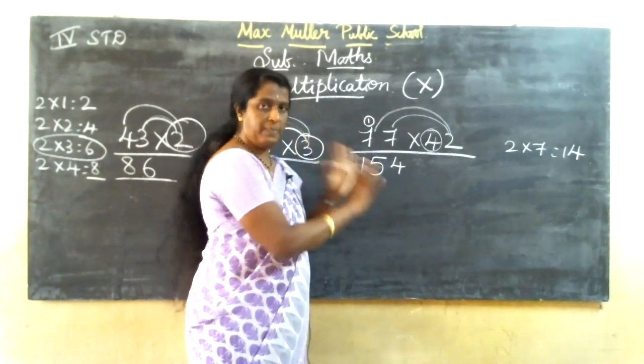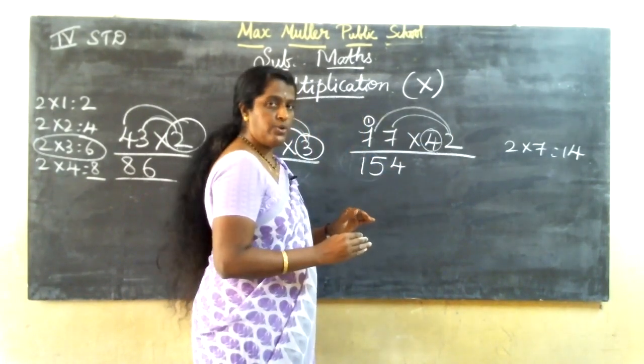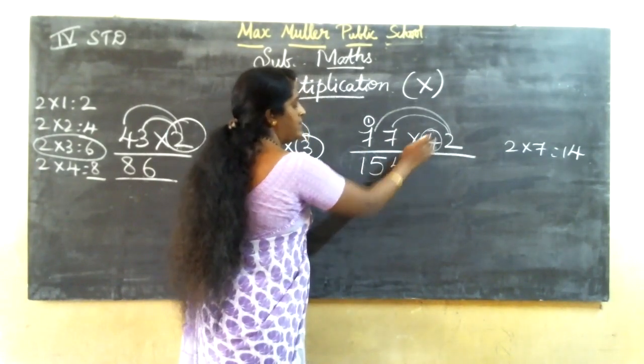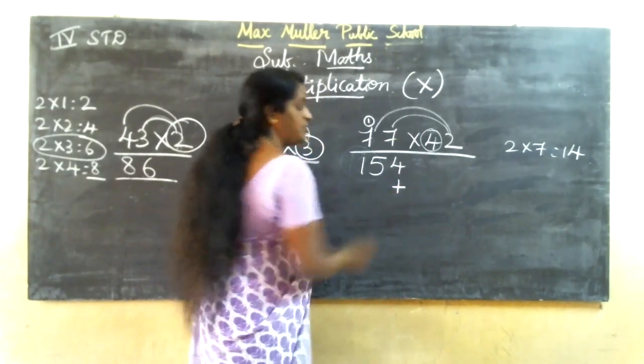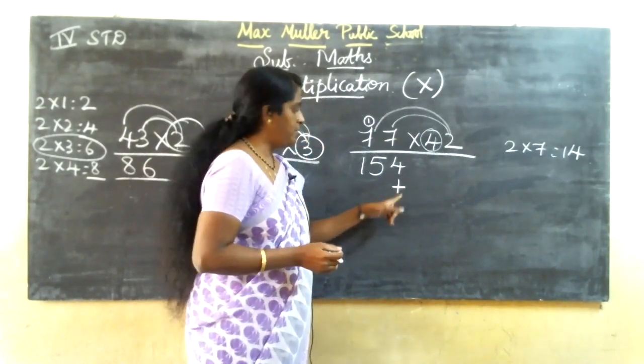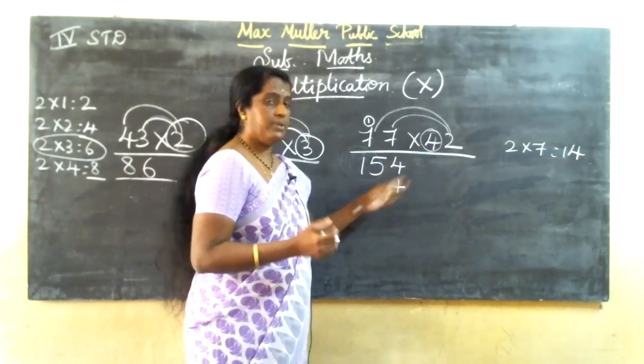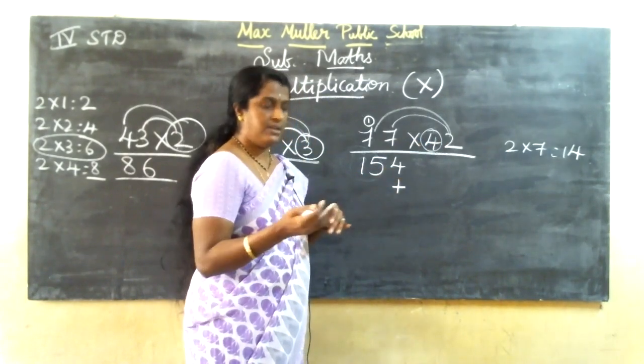So one step completed. When you start the second step, I know your third standard ma'am taught you to put 0. Second step, when you start, put a plus. It will be easy for you. Put 1 plus if it is a 2 digit number. If one more number is there, put 2 plus. I'll teach that next class.